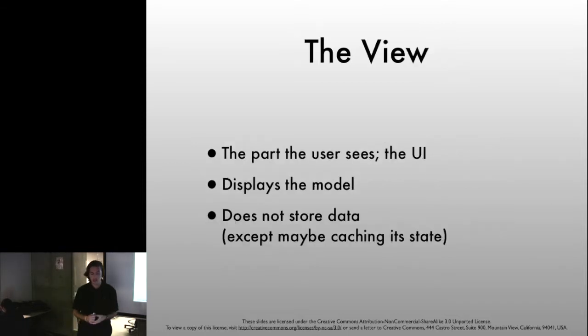On the other side, we have the view, and this is the part the user sees. This is the user interface. The point of the view is that it displays to the user the contents of your model. And the important thing is that the view doesn't generally store state. It may store a little bit of state, just for efficiency reasons, to cache the interface. But generally speaking, the view doesn't store any state. If your application needs to store state, it belongs in the model. And we'll see in a second why it's useful to separate these two.